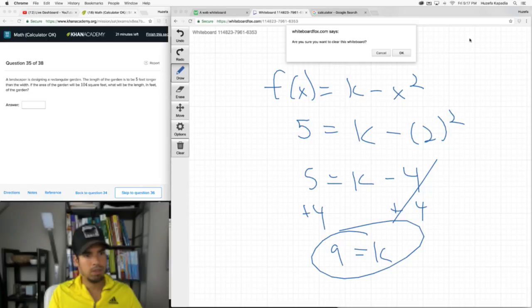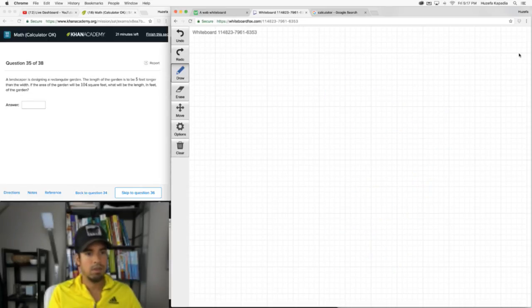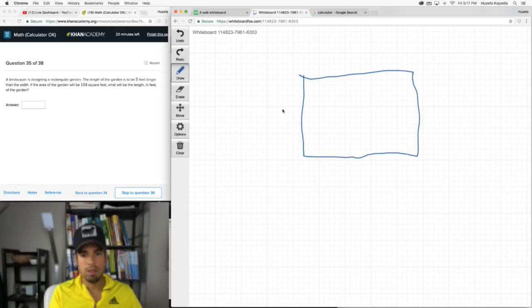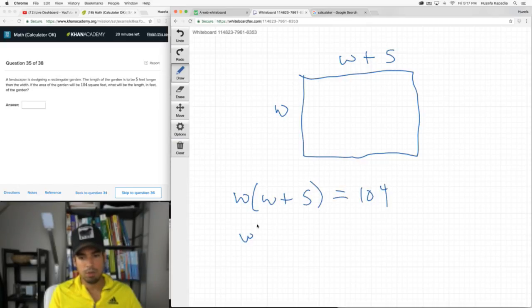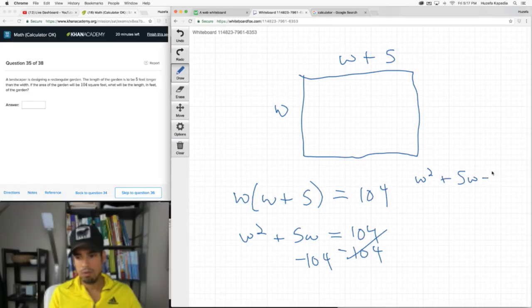35. A landscaper is designing a rectangular garden. The length of the garden is to be 5 feet longer than the width. So if the width is here, the length is width plus 5. If the area of the garden will be 104 square feet, what will be the length in feet of the garden? Okay, so we need to find W plus 5. So area is W times W plus 5 equals 104. This gives us W squared plus 5W equals 104. Guess what? It's a quadratic equation. So we're going to set everything equal to 0 and see if we can factor or use the quadratic formula.